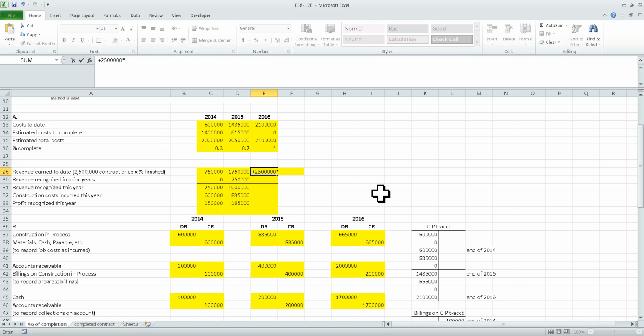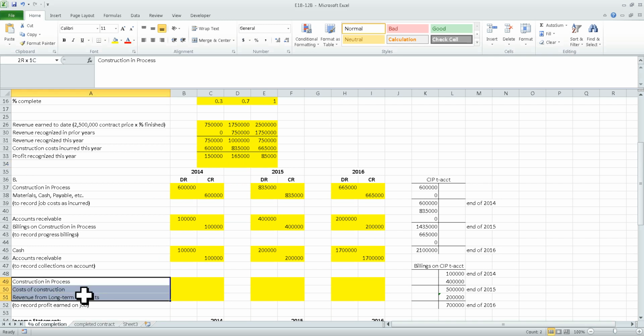$2,500,000 times the percentage of the job that we finished, which is 100%. So the revenue that we've earned to date is $2.5 million. From that, we're going to subtract the revenue that we've recognized in past years. We recognized $1 million in 2015, and we recognized $750,000 in 2014. So the revenue that we've cumulatively recognized is $1,750,000. So revenue to be recognized this year is $750,000. The construction cost that we incurred in 2016 is $665,000. So the amount of profit that we're going to recognize in 2016 is $85,000.